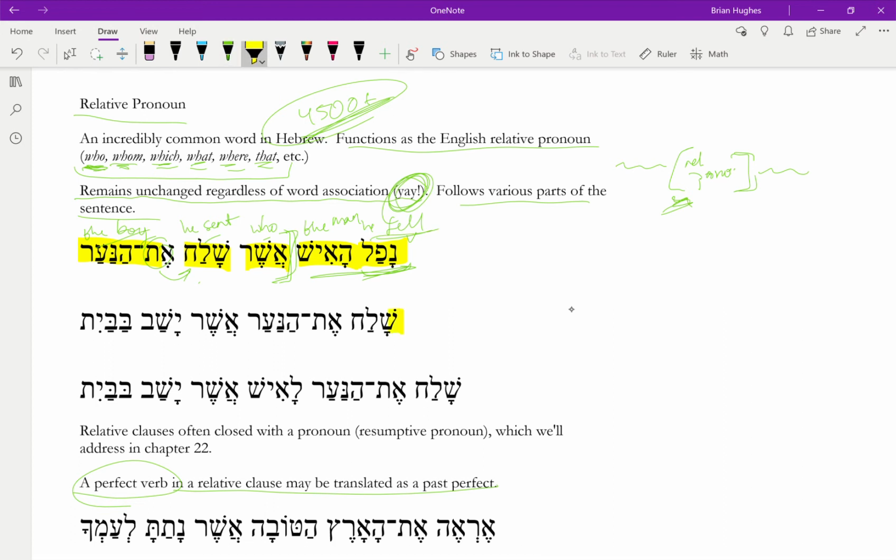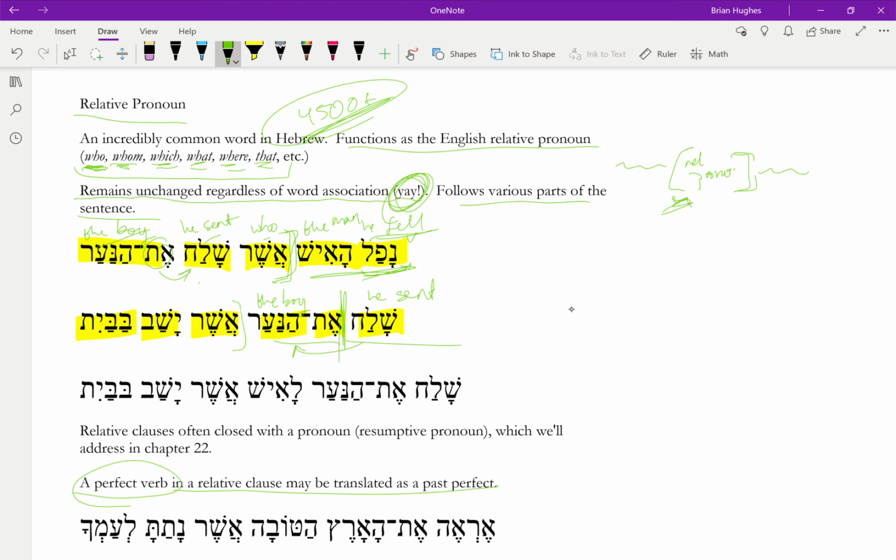This next example, we have Shalach et hana'ar asher yashav babayit. So Shalach, Qal perfect 3ms, he sent. Et hana'ar, so this is getting the action, so the boy, he sent the boy. Now it can't be the boy sent because the boy is after the definite direct object marker. So here we have our subject back here. This is our predicate here, so he sent the boy.